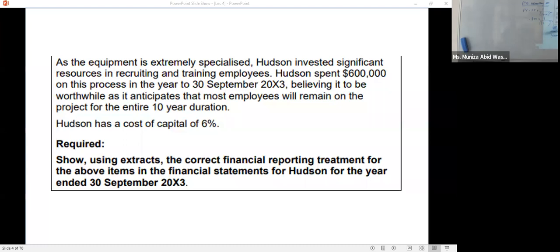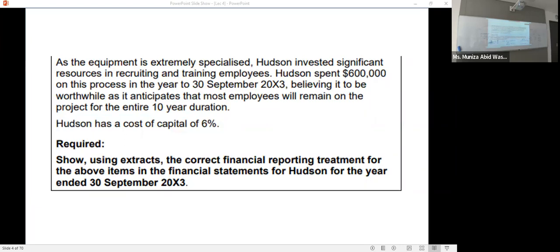As the equipment is extremely specialized, Hudson invested significant resources in recruiting and training employees. Hudson spent $600,000 on this process in the year to 30th September 2003, believing it to be worthwhile as it anticipates that most employees will remain on the project for the entire 10 years duration. So the $600,000 is also going to be capitalized. Is it? Yes, students, speak. Is it going to be capitalized?